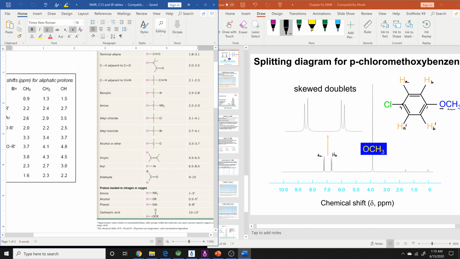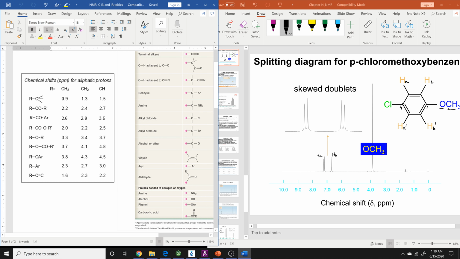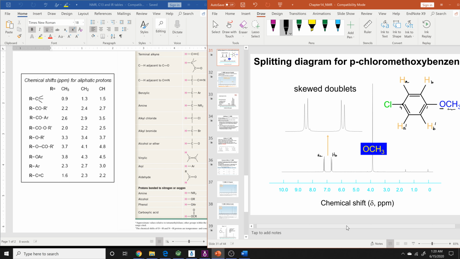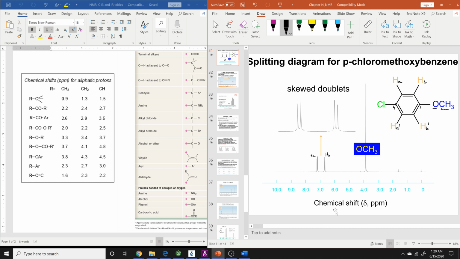This NMR table gives us information if I have an ether, if I have an ester, or if I have a benzene connected to an oxygen with different R's, if the R is a CH3, CH2, or a CH. Let me give you an example over here. You would need your NMR table in order to determine the chemical shift. I'm not going to let you memorize the chemical shifts, so you would need an NMR table to determine them. This is one of the tables that I would like you to use.